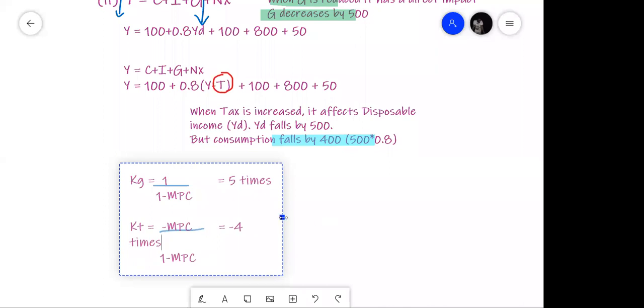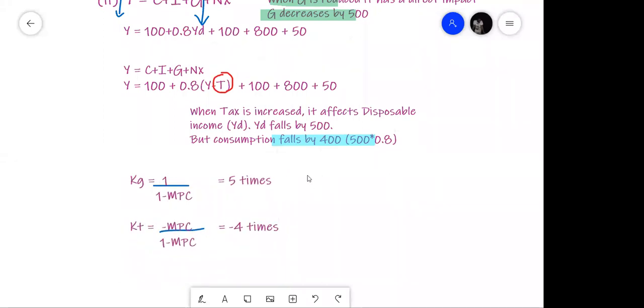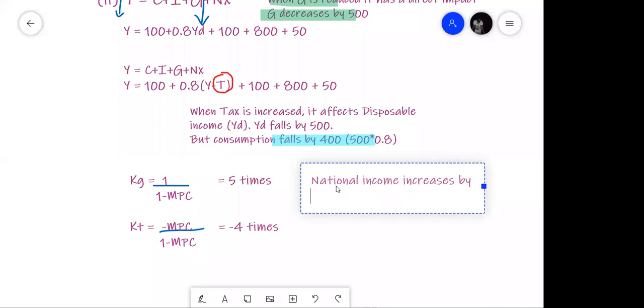According to your question, if government spending increases by 500, you know this equation, right? K is equal to... I'm not going to put the equation and all. So how much will national income increase by? If government spending decreases, sorry, not increases, it has to be decreases.